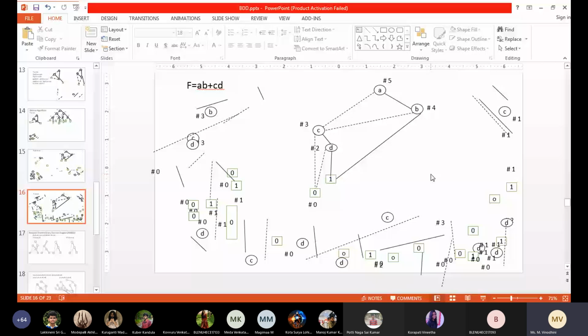Is this right? Whether we got the same answer when we solved it initially? Yes, ma'am. Yeah. Is it clear now?